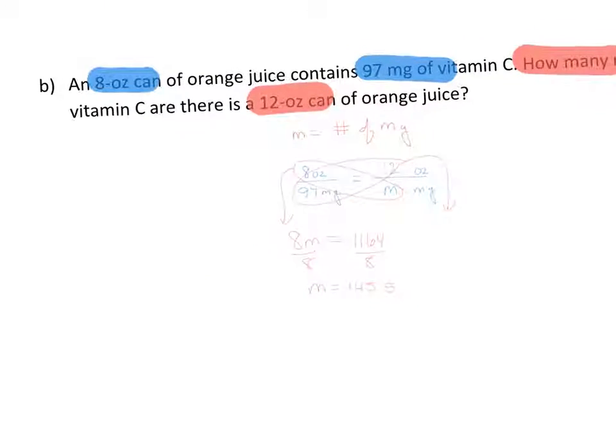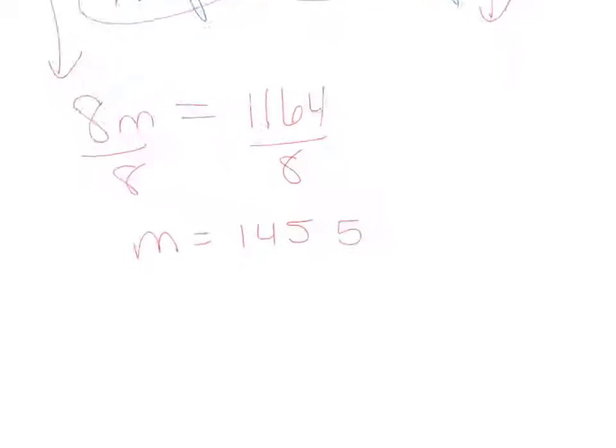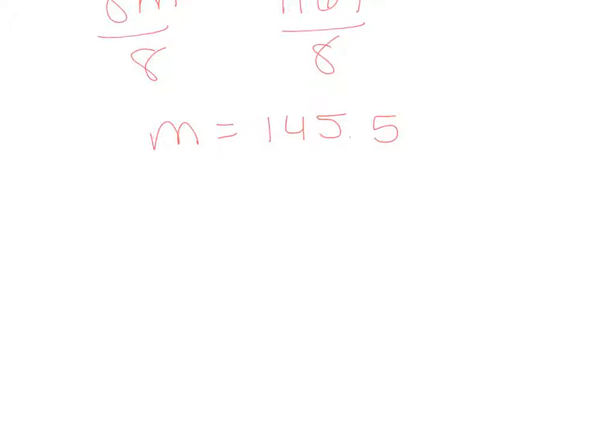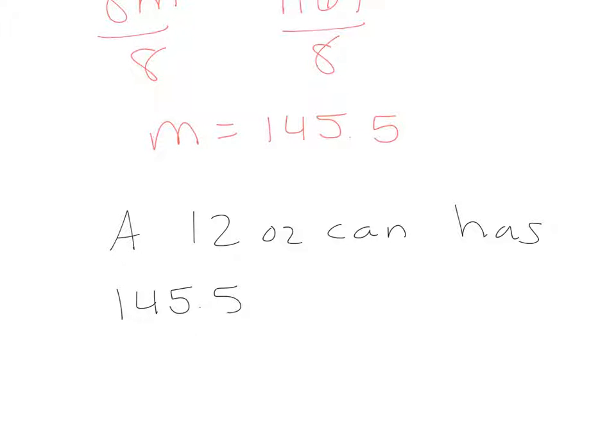Now write your sentence. Coming back up here, we're looking at a 12-ounce can. How many milligrams? So a sentence would be: a 12-ounce can has 145.5 milligrams of vitamin C.